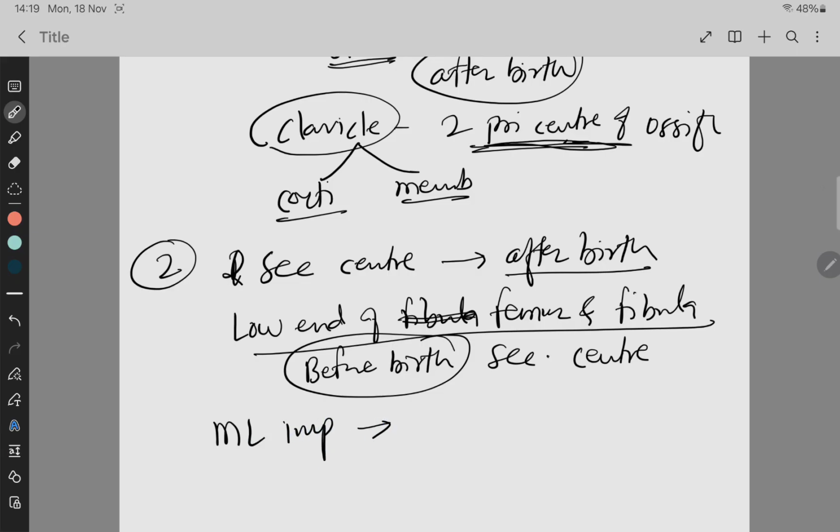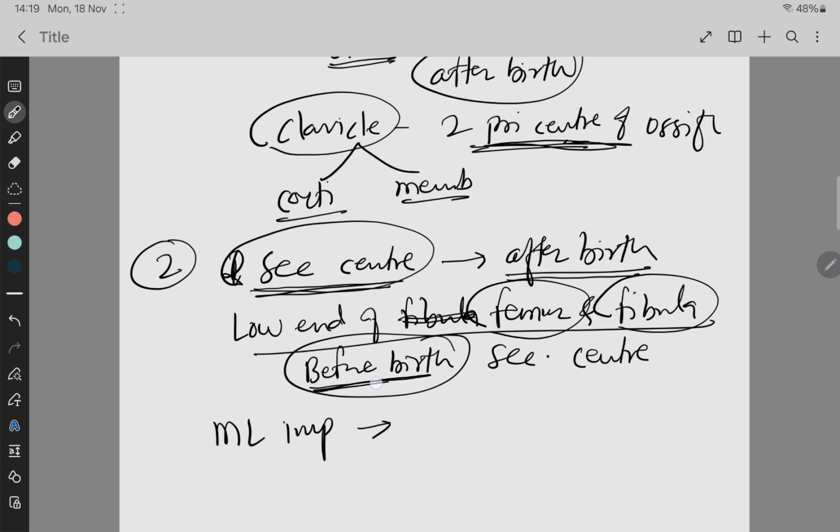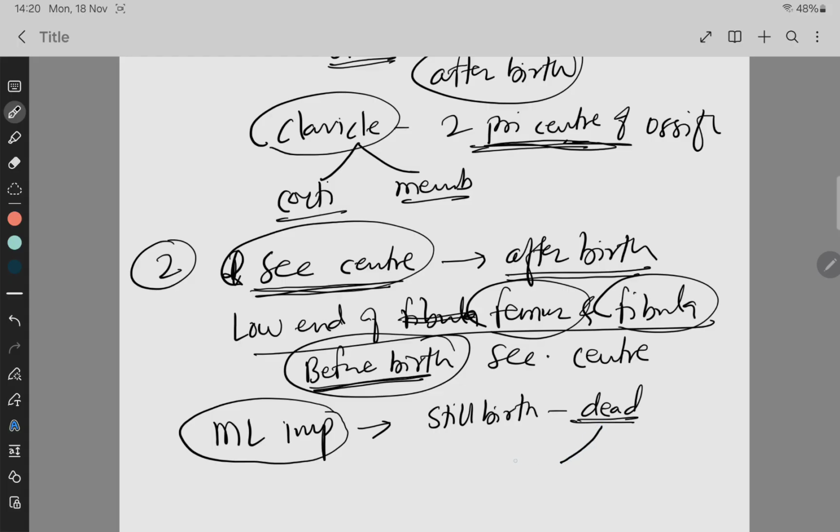Okay, so what is secondary center of ossification? The second law suggests these centers appear after birth usually, but the lower end of the femur and upper end of the fibula appear before birth, and here it violates the laws of ossification. It has some medico-legal importance. Suppose a stillbirth, a baby born dead, then how do we know that the baby is born dead?